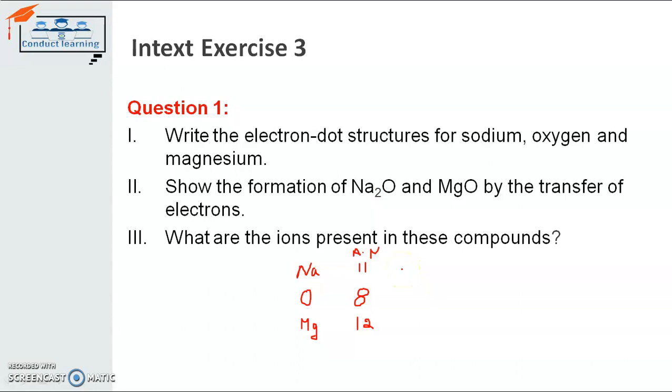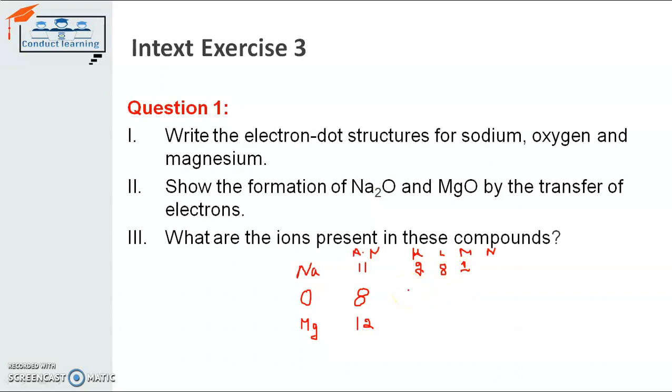If we write the electrons in the different shells for sodium, oxygen and magnesium, it will be something like this: K shell, L shell, M shell and N shell. We have 4 shells, and in the K shell we can have 2 electrons maximum. In the L shell we can have 8 electrons maximum, and in the M shell sodium will have only 1 electron, because if we sum the number of electrons in the different shells for sodium, it will be equal to its atomic number. So 2 plus 8 plus 1 is equal to 11.